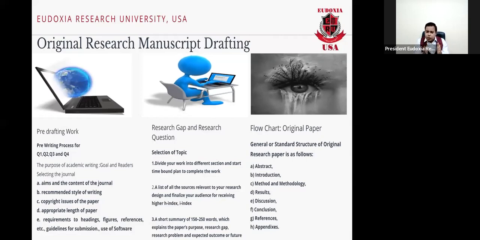Then requirements, that is the headings, figures, references, guidelines, everything you need to check at first, and particularly software, for example if you are doing qualitative analysis. Fifteen years before, no one was using NVivo, but now we are using it.